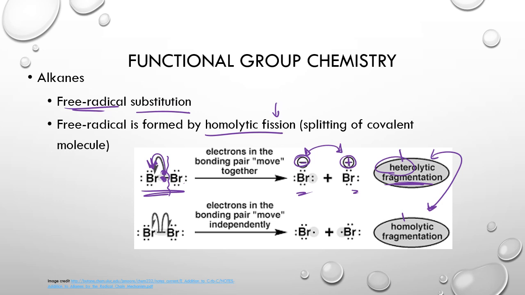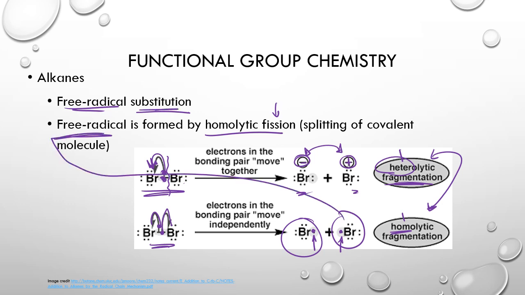However, if those electrons that are being shared in that bromine molecule, if one goes to one of the atoms and the other one goes to the other atom, then I have 2 bromines that are the same. That's homolytic. They're the same, each of them has 1 unpaired electron, which is super, super crazy reactive. These are our free radicals. These are what we need in order for the substitution reactions to occur.